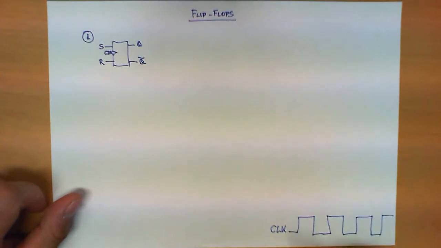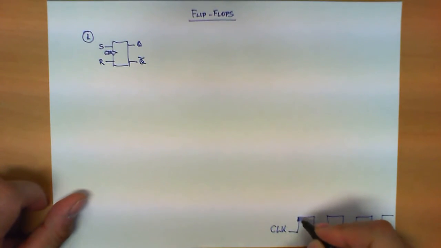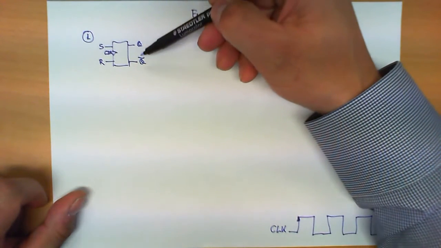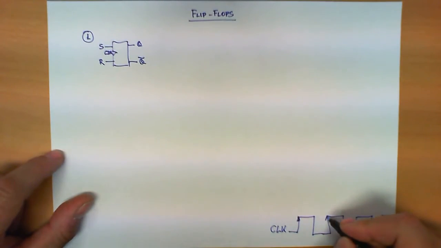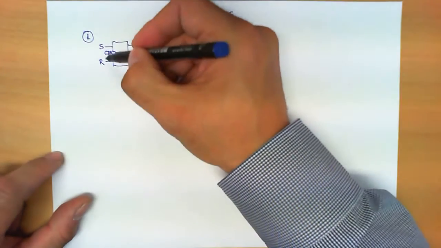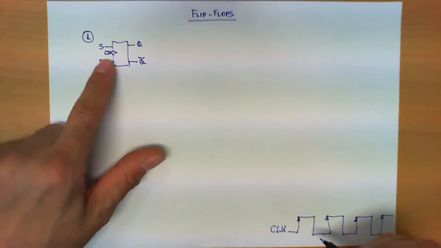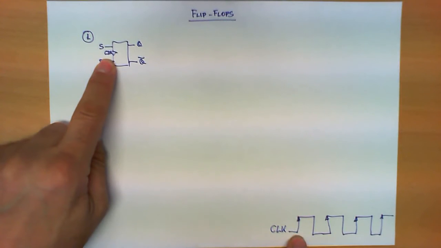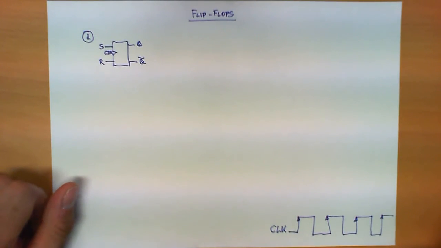So this type of circuit over here is going to make a transition, and by a transition we mean that the value of Q and Q bar will change, but only when two conditions are given, which is certain values of S and R, and most importantly when the clock makes a rising edge transition.